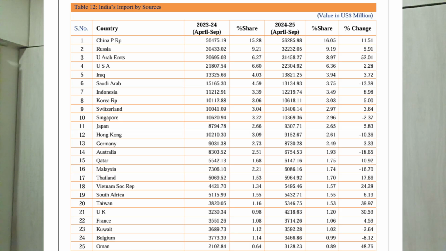Based on the data for the period April 24 to September 24, China was the number 1 source for India's imports with a share of around 16%. Russia was at second place with a little over 9% and UAE was the third largest with a share of around 9%. During the 6-month period, imports from China increased by nearly 12%.